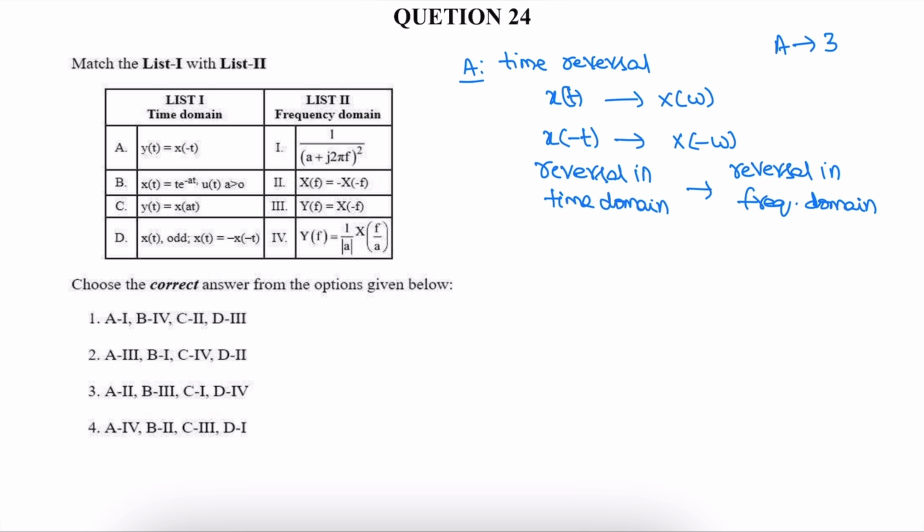Next is time scaling. If the Fourier transform of x of t is X of omega, then time scaling, Fourier transform of x of at is 1 by mod a times capital X of omega by a, where a is any real constant. Time scaling property.